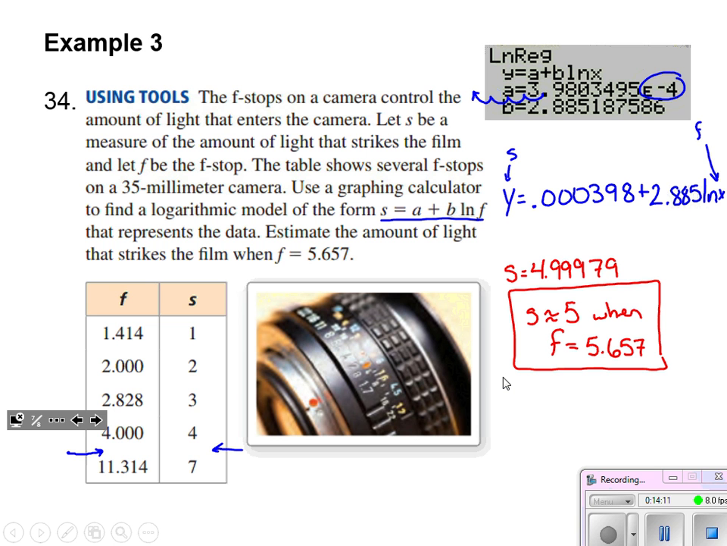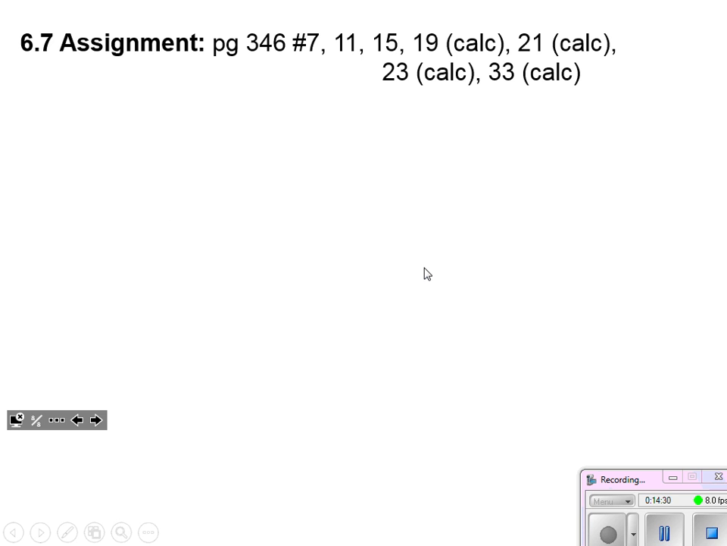So we came up with our regression equation, and then we used that equation to make an approximation based on an input that wasn't given in our table. And again, that's very similar to what we've used calculator regression for in the past. All right, that does it for the lesson here. Very quick one. And you can see the assignment is short as a result of that. We've only got a few problems here. 7, 11, and 15 are using that substitution method. 19, 21, 23, and 33, those are all using calculator regression to answer those questions. But that does it for section 6.7 here in Algebra 2.